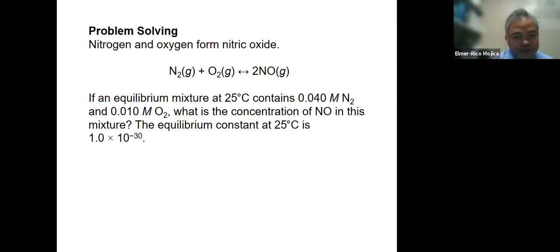Let's say you have this problem here. Nitrogen and oxygen form nitric oxide, and you're given the reaction N2 plus O2 producing 2NO. If an equilibrium mixture at 25 degrees Celsius contains 0.040 molar N2 and 0.01 molar O2, what is the concentration of NO in this mixture? The equilibrium constant is given as 1.0 times 10 to the negative 30.